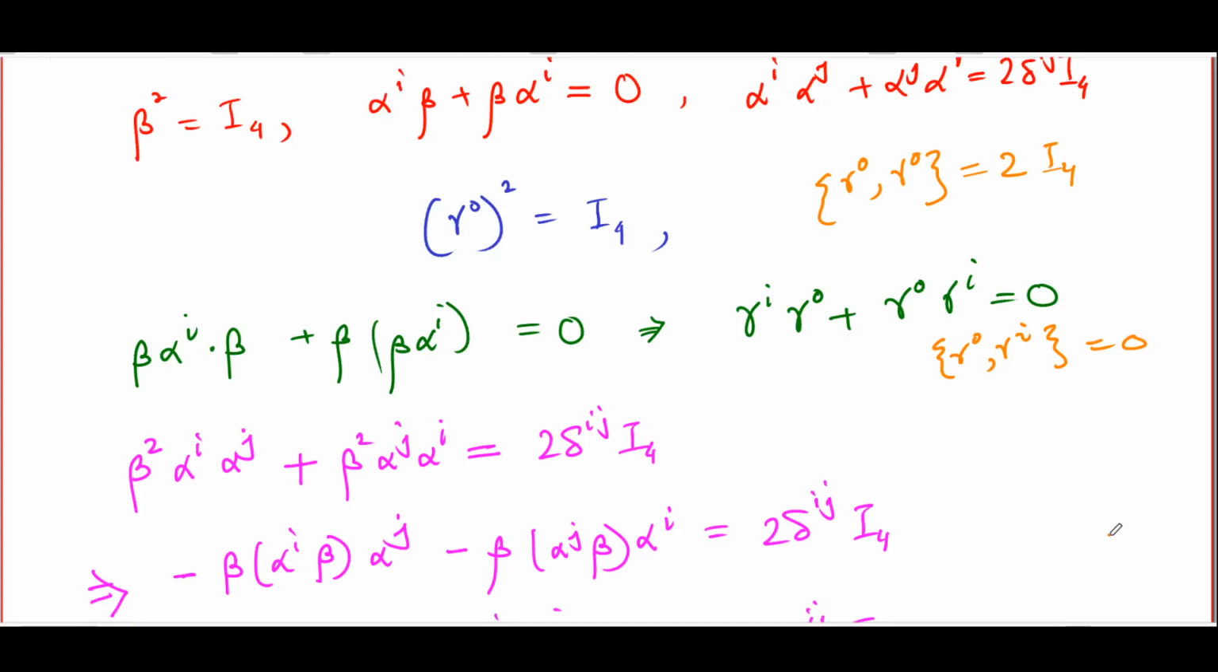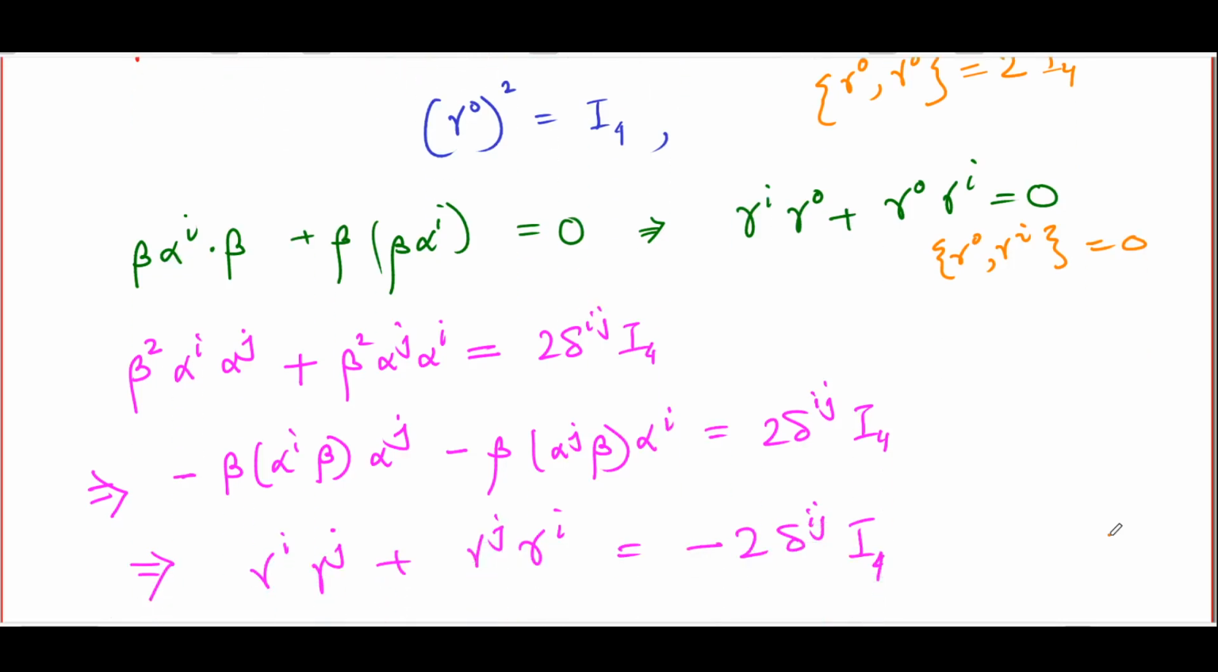But beta squared alpha i alpha j is not what we want. We want beta alpha i times beta alpha j. For that, what we need to do is move one beta through alpha i, and because betas and alpha i's anti-commute, you're going to incur a minus sign. So this becomes minus beta times alpha i beta. One of the two betas has been moved across the alpha i times alpha j. And similarly, on the other term, you will get minus beta times alpha j beta times alpha i. That is the left hand side. The right hand side, of course, is twice delta ij I4.